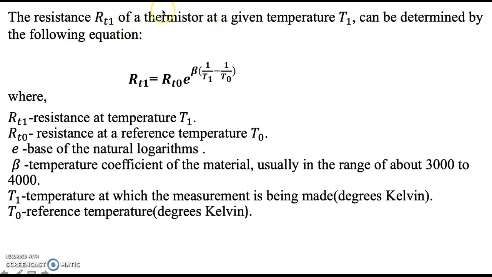And the resistance of the thermistor at some given temperature T1 can be determined with the help of this equation. RT1 is equal to RT0 e power beta into 1 divided by T1 minus 1 divided by T0, where RT1 is the resistance at temperature T1, RT0 is the resistance at a reference temperature T0, and e is the base of natural logarithms. Beta is the temperature coefficient of the material, and it usually is in the range of 3000 to 4000. T1 is the temperature at which the measurement is to be made, and T0 is the reference temperature.